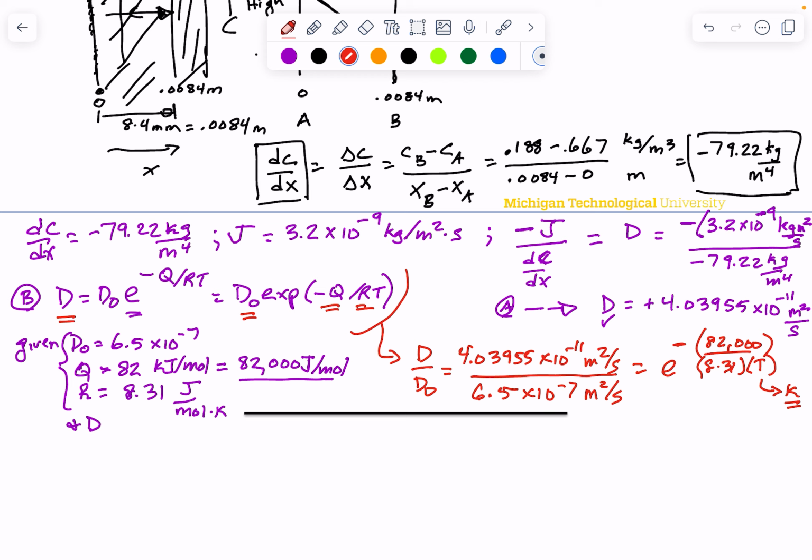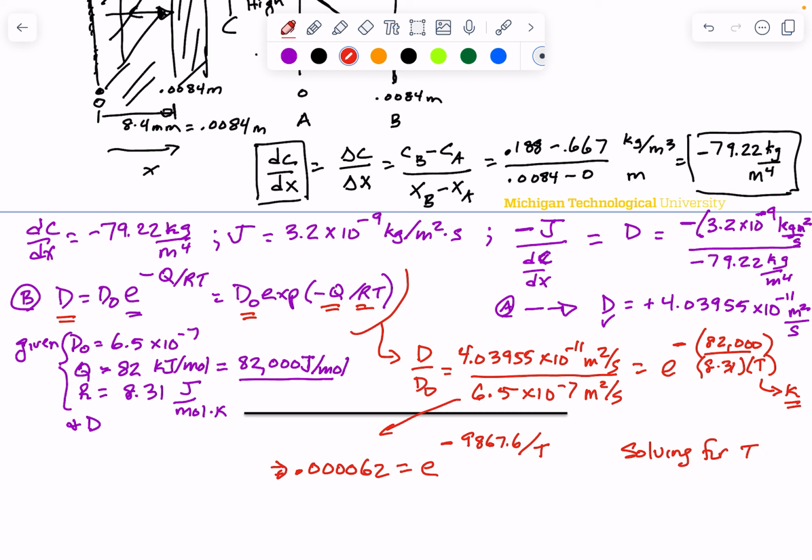When I do this division, I'm keeping these more significant figures in my calculator, so I'm not writing them all down. So D over D naught equals that value, and that equals e raised to the, and I've done some simplification, 9867.6 over T in Kelvin. Okay, so now that's where I am. That is equal to that, and so I am now solving for T, of course.